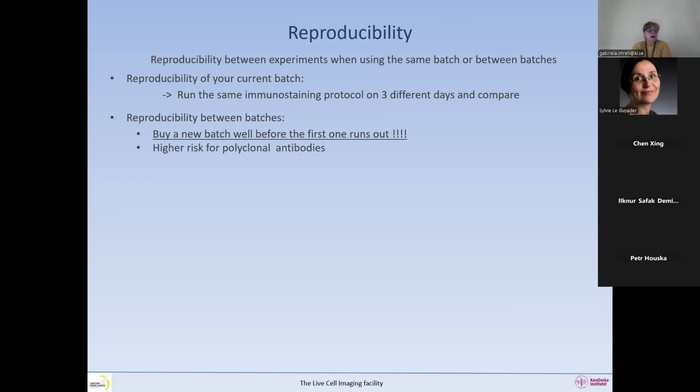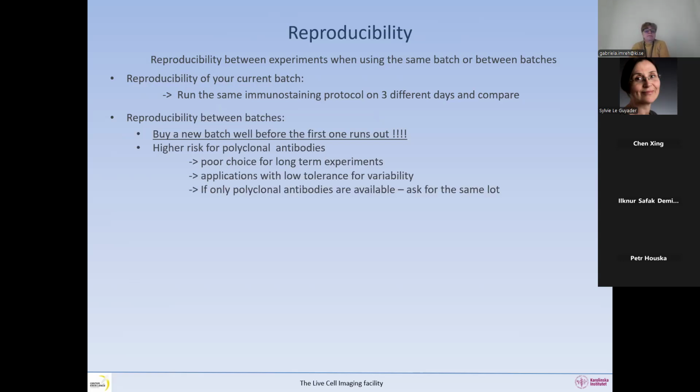You have a much higher risk of lower reproducibility between batches if you are working with polyclonal antibodies, which are thus a much poorer choice of antibody if you are performing long-term experiments, or experiments that have low tolerance for variability. But if this is the only antibody you can use, then when you buy a new batch, ask for the same lot.